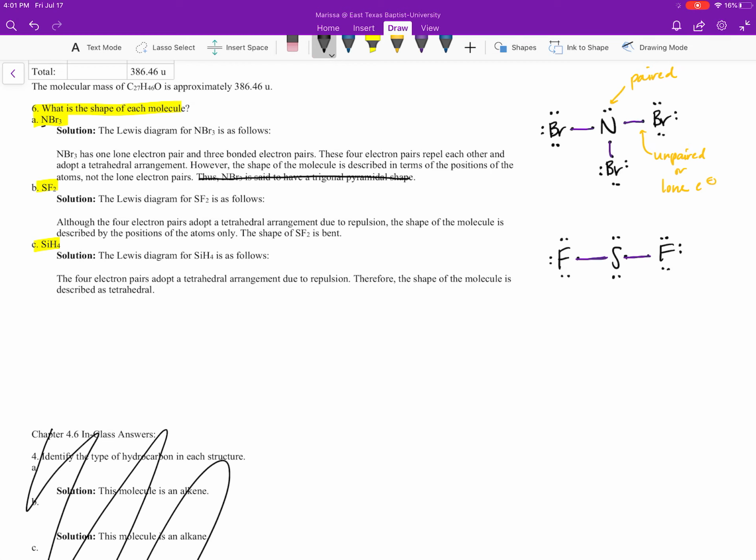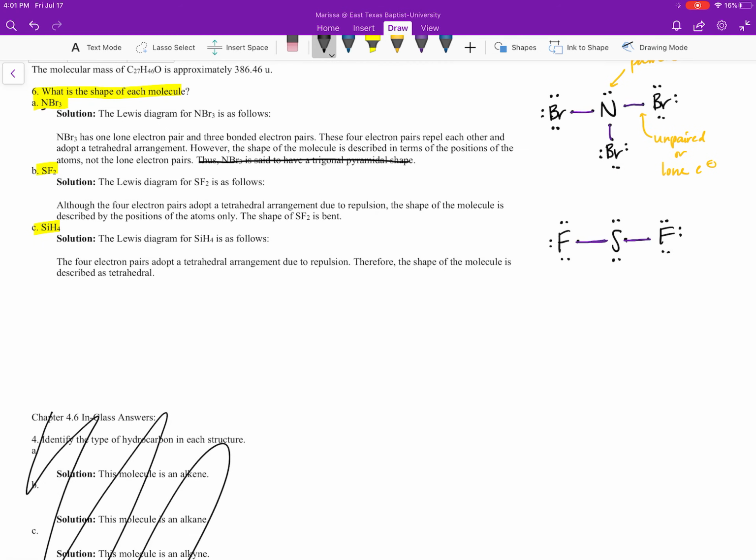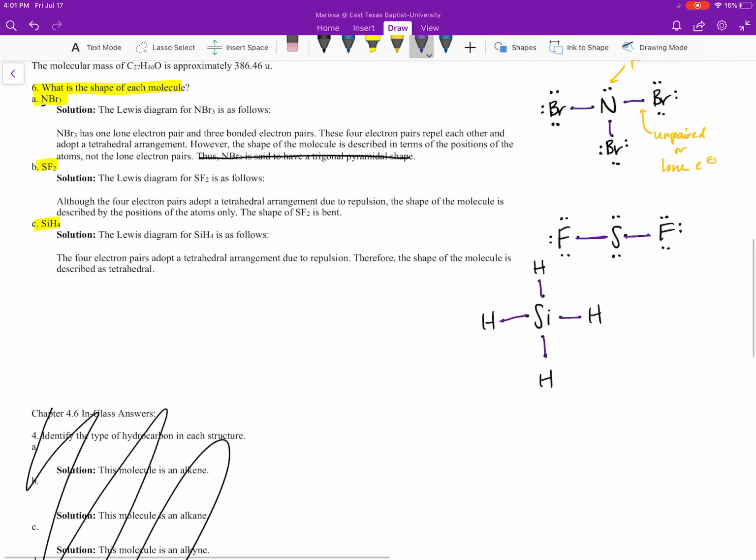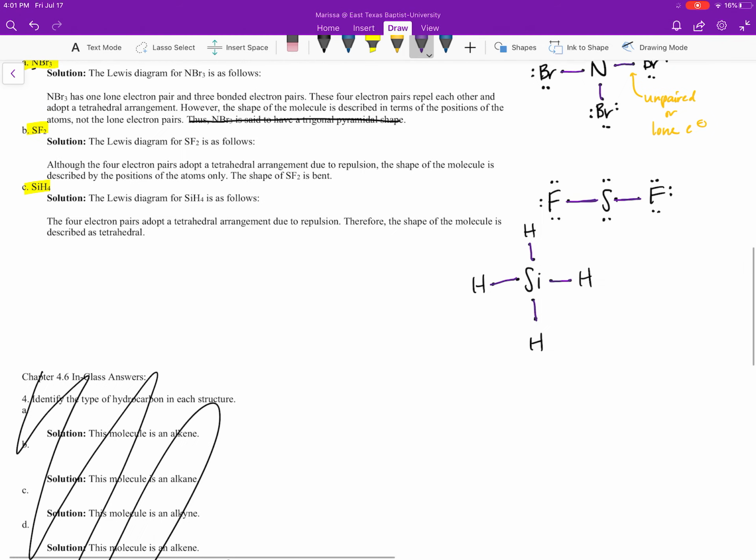The last one is silicon with hydrogen. In this case, silicon is in group 4A. It has 4 valence electrons. Hydrogen is group 1A. It has 1 valence electron. So that means that each of the lone electrons on silicon is going to connect to the lone electron on the hydrogen. And we are not going to worry about talking about hydrocarbons at this point because we will revisit them in a later chapter, and so we're not going to cover 4.6 right now.